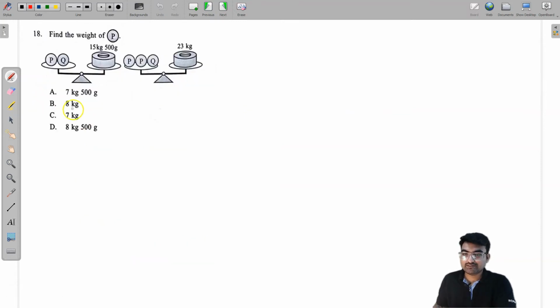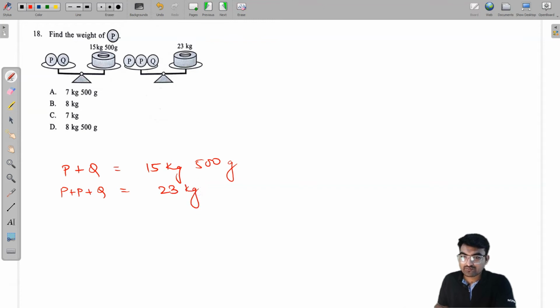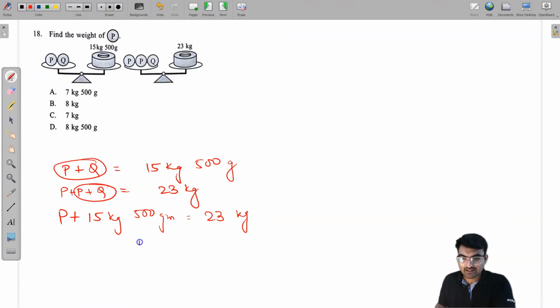Find the weight of P. Okay, see, P plus Q is equal to 15 kg 500 grams. And for this P plus Q, it is 23 kg, right? So how to solve it? You know, P plus Q is equal to 15 kg and 500 grams, right? So we'll just replace it here: 15 kg 500 grams, right, equals to 23 kg, correct. Now P is equal to 23 kg.